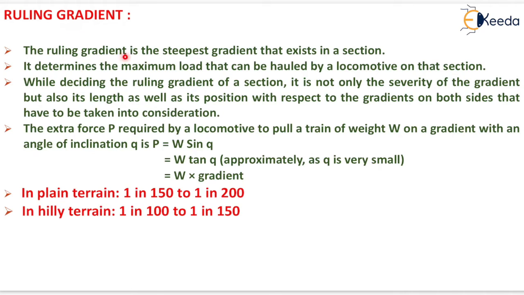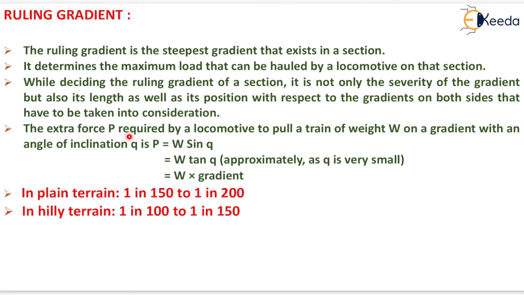The ruling gradient is the steepest gradient that exists in a section. It determines the maximum load that can be hauled by a locomotive on that section. While deciding the ruling gradient of a section, it is not only the severity of the gradient but also its length as well as its position with respect to the gradients on both sides that have to be taken into consideration.